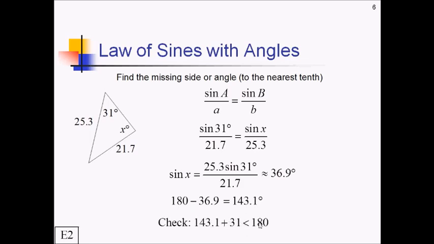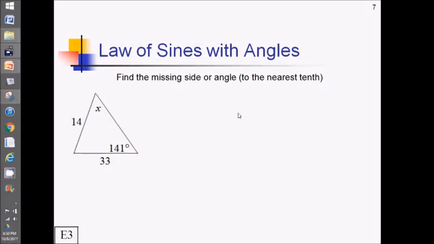the same triangle. What this means is that we have two answers, 36.9 degrees and 143.1 degrees, that are both good, acceptable answers. We don't have enough information to choose one or the other, so we're just going to use both. Here's one more missing angle problem that is clearly a law of sines problem. Pause the video and try this last one out on your own.